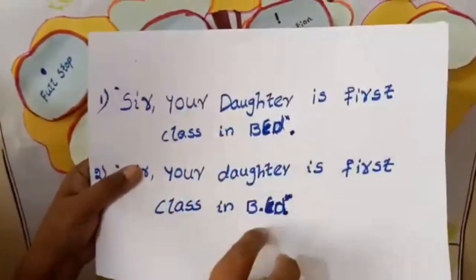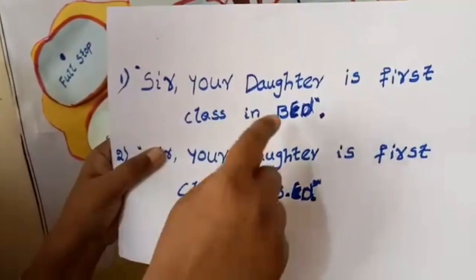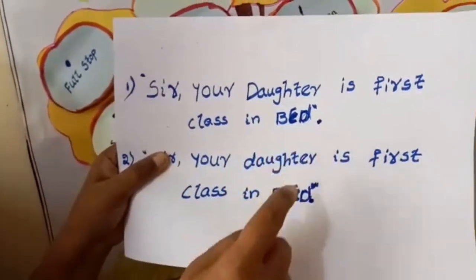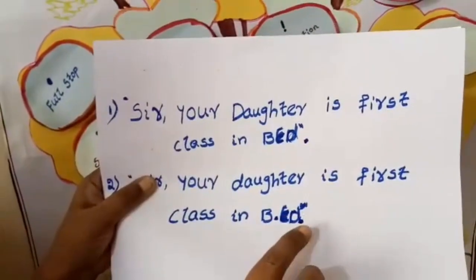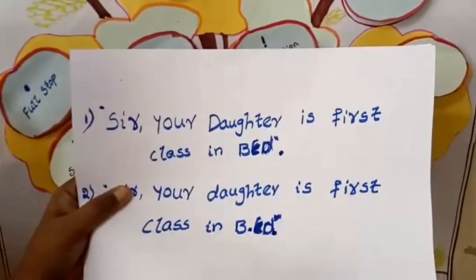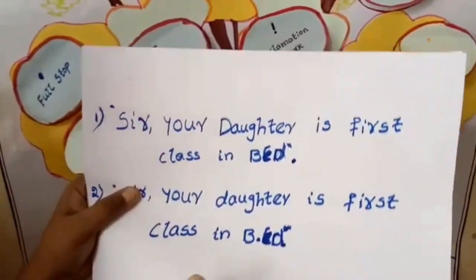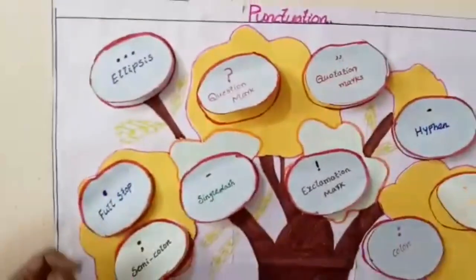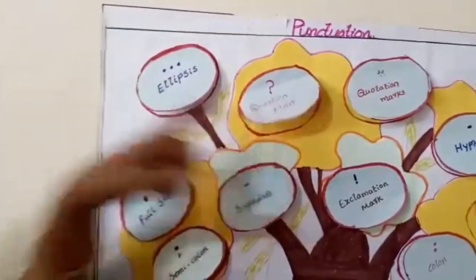If we don't use a full stop for the abbreviation, the meaning is BED, bed. But when it comes to the second sentence, it means Bachelor of Education. You can see with these sentences how a punctuation mark is changing the meaning of a sentence. Here we have different punctuation marks. For example, if we take the first one, question mark.